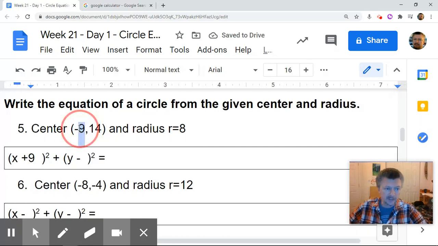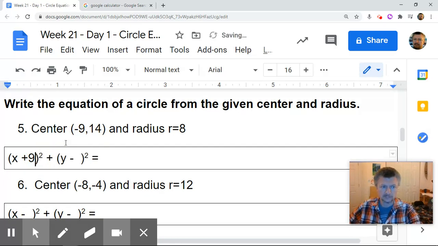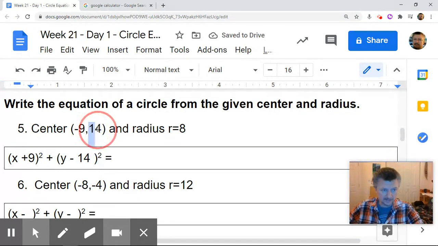Because here again, you have minus 9. You get plus 9. It's the opposite, right? You have 14. If you plug that 14 in here, there are no two minuses there. You just have minus 14. This is a positive 14. Now you have a minus 14, right?